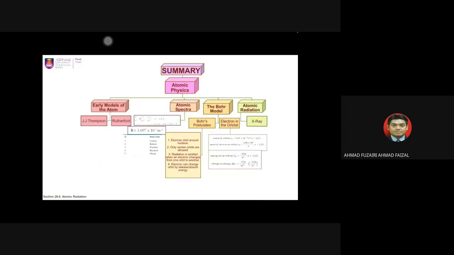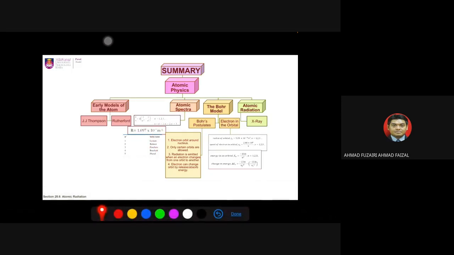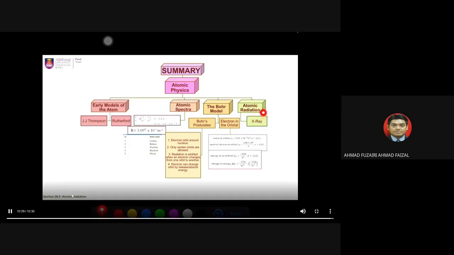Okay, that's all for chapter 28. So basically under chapter 28, we learn about the early models of the atom. And then in 28.2, about the atomic spectra, where there are a few series named under atomic spectra. In 28.3, we learn about the assumptions of Bohr's model. There are 4 assumptions. And then we look at the radius, speed, and the energy of the electron in an orbital, and some qualitative part in 28.6, which is about the atomic radiation, focusing on the X-ray.